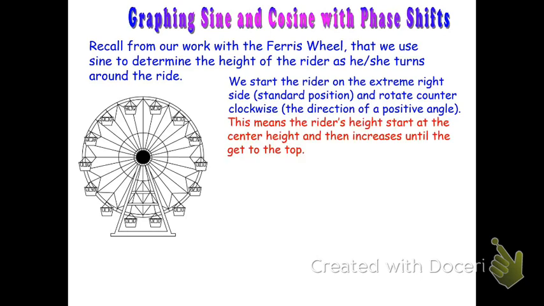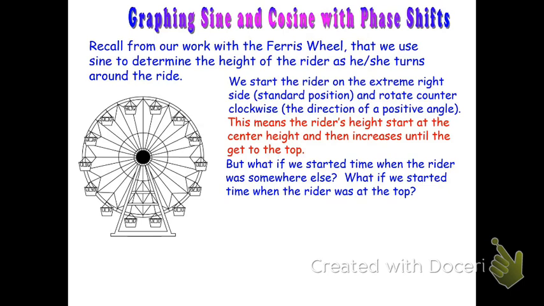This means the rider's height starts at the Ferris wheel center height, and then increases until they get to the top, which is their max value, goes to center, min, center. But what if we started the rider's time at a different position? What if we started the time when the rider was at the top?